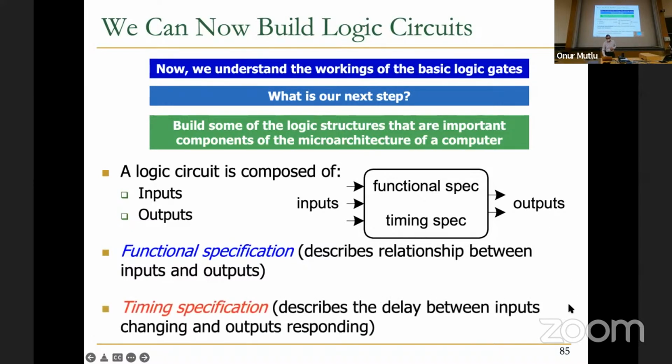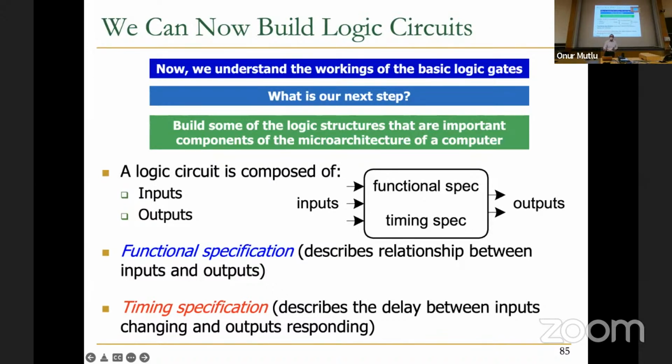Timing specification, on the other hand, describes the delay between inputs and the outputs. When the inputs start to change, when do the outputs respond to that change? And when do they stabilize? That's the idea, basically. And we're going to talk about this later. Ignore timing for now. Every circuit has a delay, basically the time between inputs getting asserted and outputs changing. Every circuit has time delay, and we can calculate that delay or model that delay.